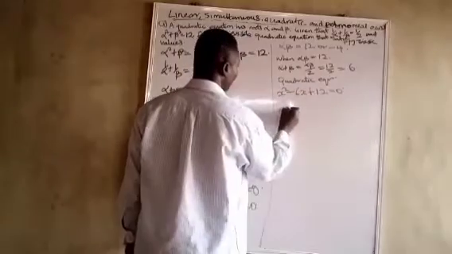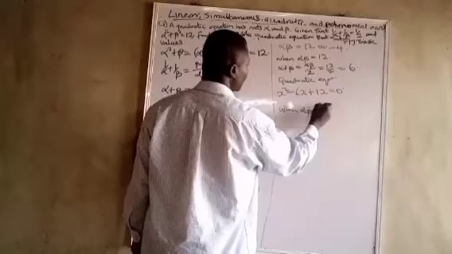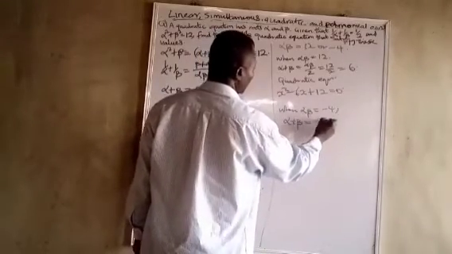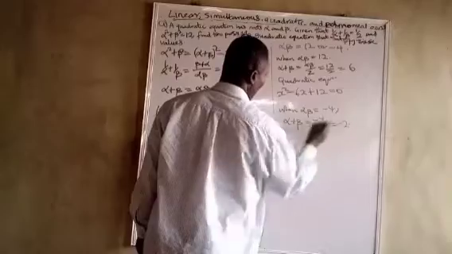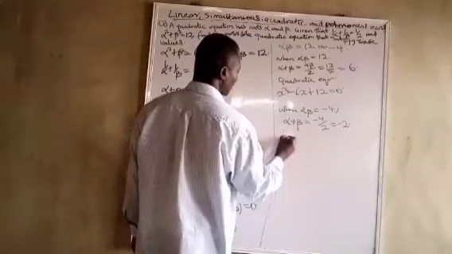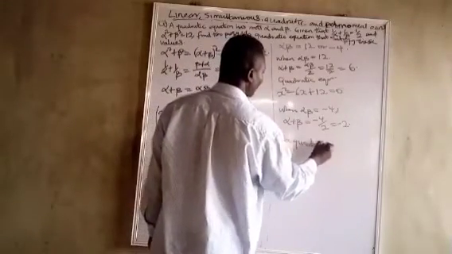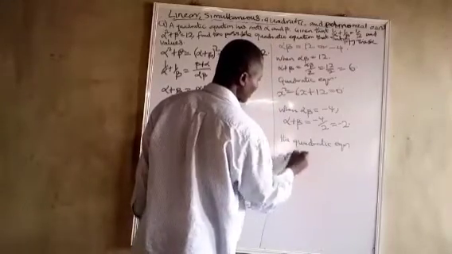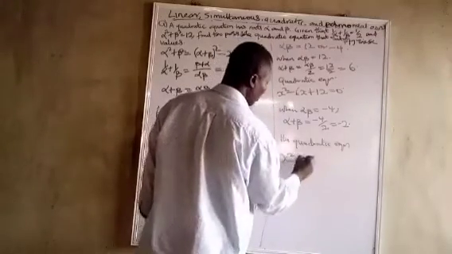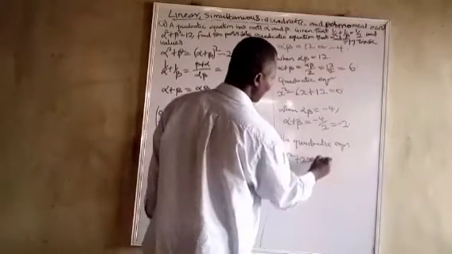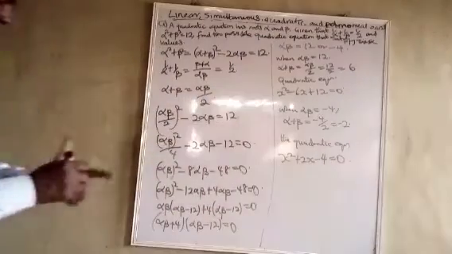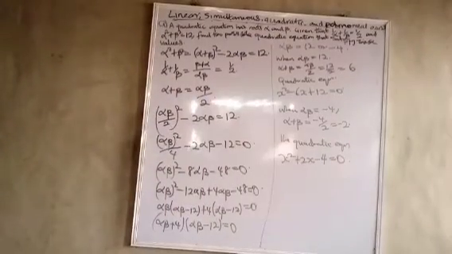So when alpha beta is equal to minus 4, alpha plus beta will be equal to minus 4 over 2, which is minus 2. So the quadratic equation will be x squared minus minus 2, that is plus 2x, minus 4, which is equal to 0. So those are the two conditions, two quadratic equations.